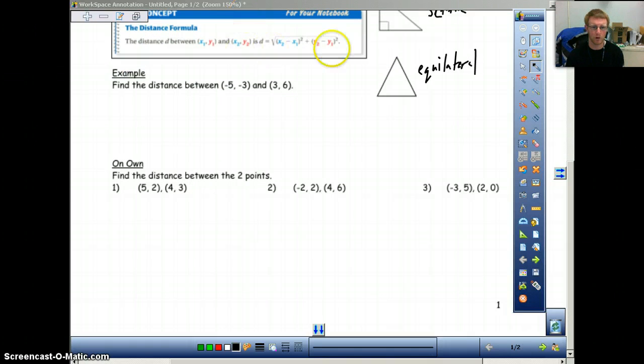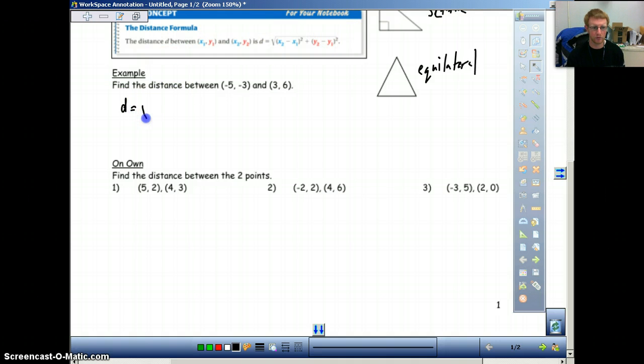Here's our distance formula right here. It's the square root of the difference of our x's squared plus the difference of our y's squared. So in other words, we're basically finding the distance between each of our x values. We're finding the distance between each of our y values. We're squaring them and adding them and then taking the square root. You can actually derive the Pythagorean theorem using this formula right here. So let's get right into it.